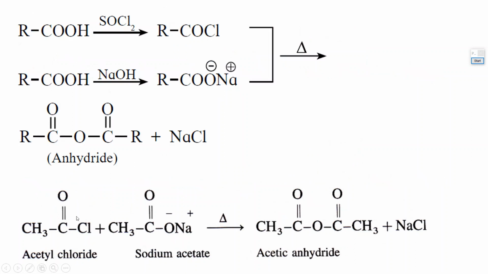Then the next reaction: a carboxylic acid reacts with thionyl chloride, major product acyl chloride, and a carboxylic acid reacts with sodium hydroxide, major product the sodium salt of the carboxylic acid. When both reactants are heated together, they form an acid anhydride, RCO-O-COR, and the minor product is NaCl. Example: acetyl chloride, CH3COCl, and sodium acetate, CH3COONa. First write down the minor product NaCl and join the major product like this: CH3CO-O-COCH3. We call it acetic anhydride.